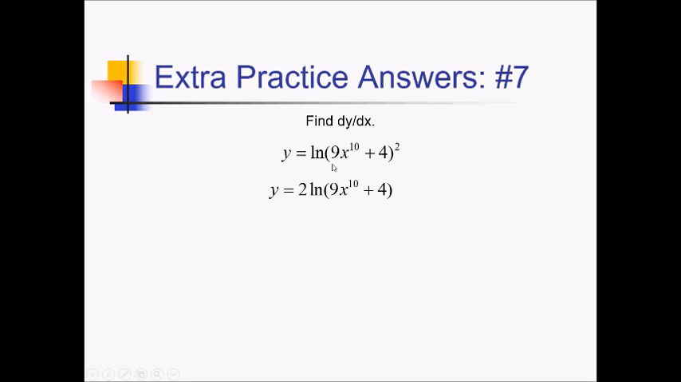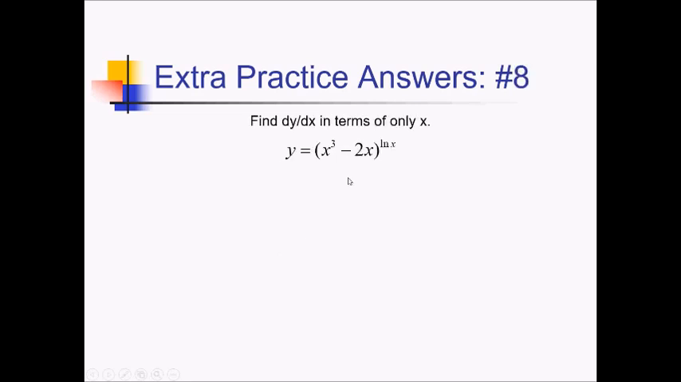So my outer function, I've got 2 ln of something. The derivative of that's going to be 2 over the something, so 2 over 9x to the 10th plus 4. Now I have to multiply by the derivative of the inner function, 9x to the 10th plus 4. So that's going to be 90x to the 9th, and that 4 is just a constant, so it's gone. And there's our final answer.